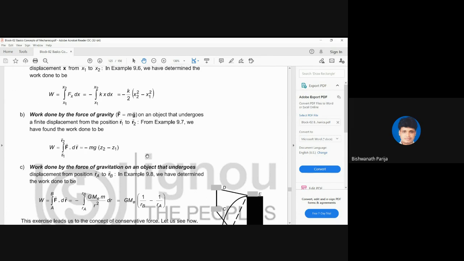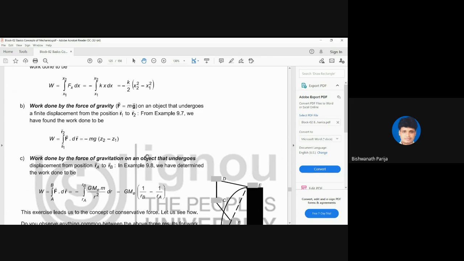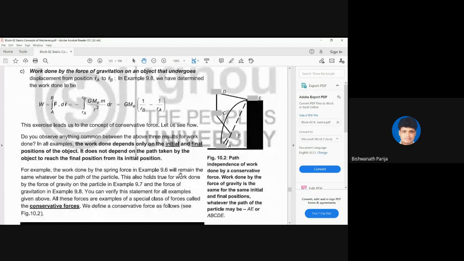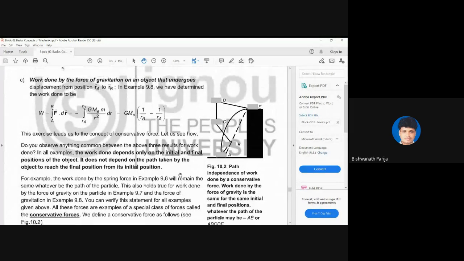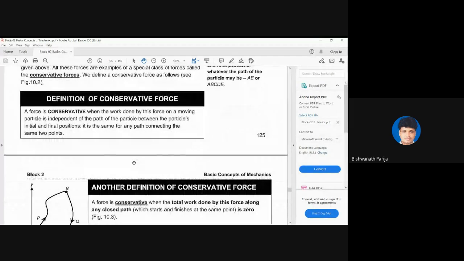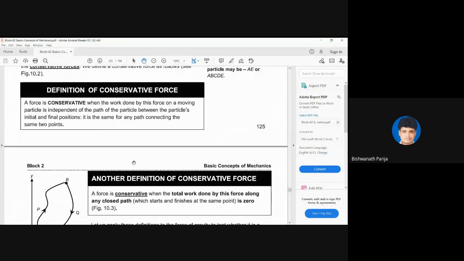Similarly, the work done by the force of gravity on an object that undergoes initial position RA and final position RB depends only on the initial and final positions. That is called a conservative force. A force is conservative when the work done by this force on a moving particle is independent of the path of the particle between its initial and final positions. It is the same for any path you take from one point to another.